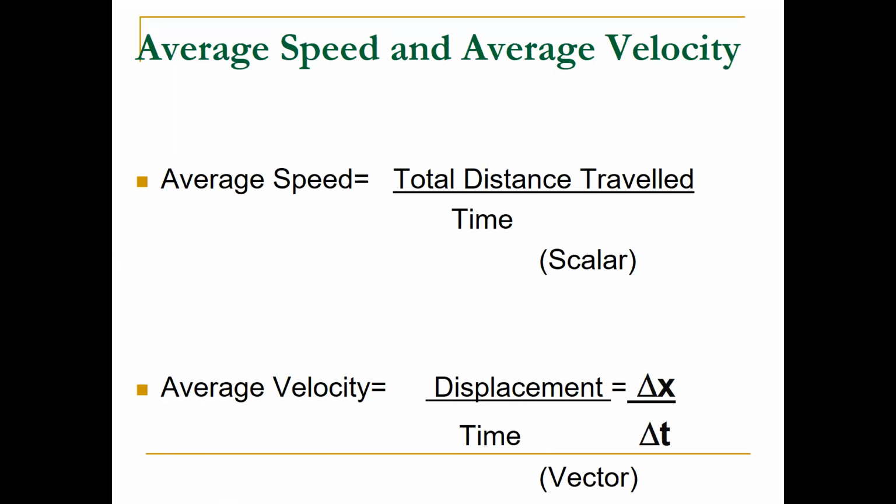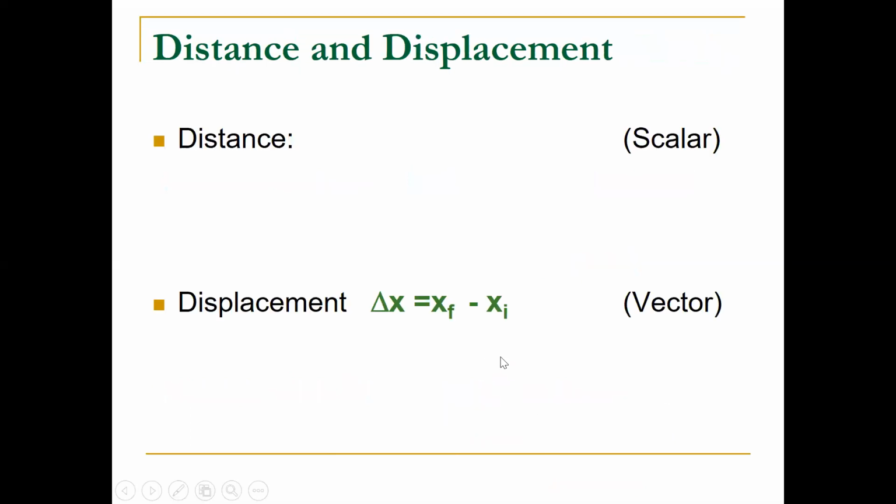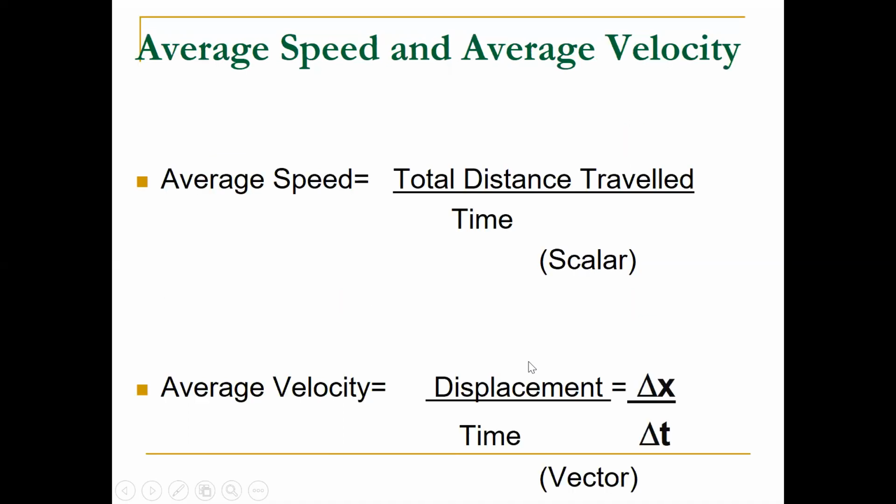Now the average velocity is displacement over time. And if you remember, displacement was a vector. It's taking into consideration where you started and where you ended. And thus, the result of this calculation, displacement over time being velocity, is also a vector. Now notice you've got V in both words. I accidentally went backward, I'm sorry. So velocity is a vector and speed is scalar.